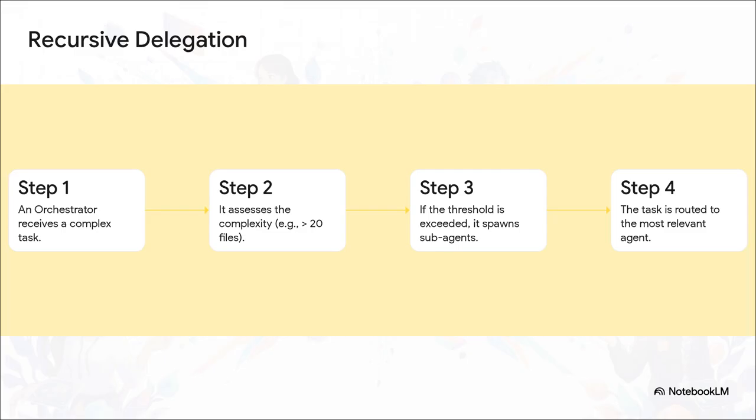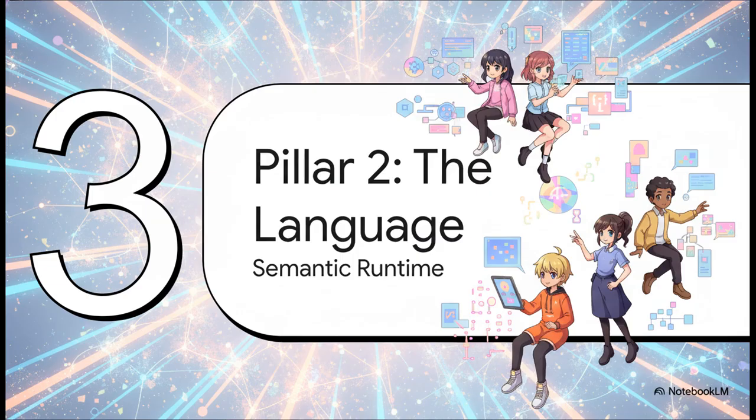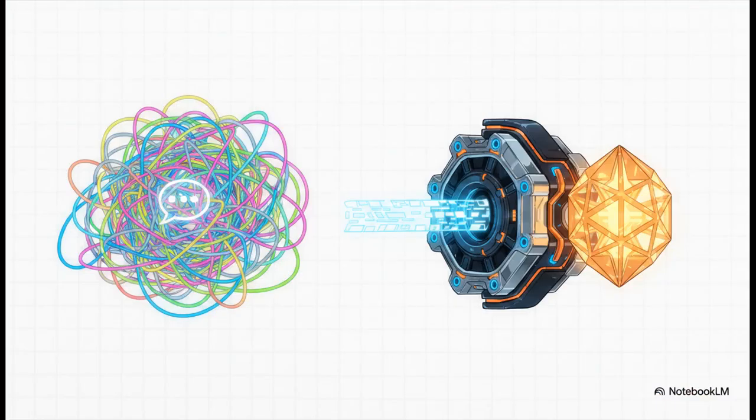A big database migration, that goes to a back-end agent. The system literally manages its own complexity. It's brilliant. So if that's the brain, what's the language that it speaks? Well, that brings us to the second pillar, the semantic runtime. And this is absolutely crucial.